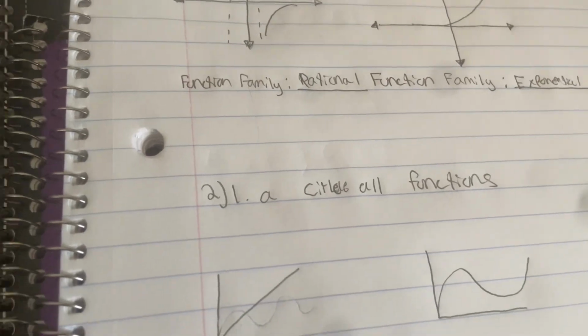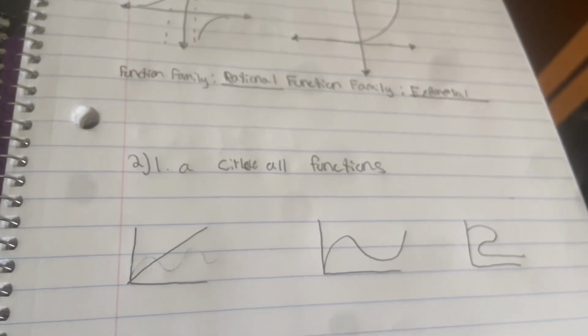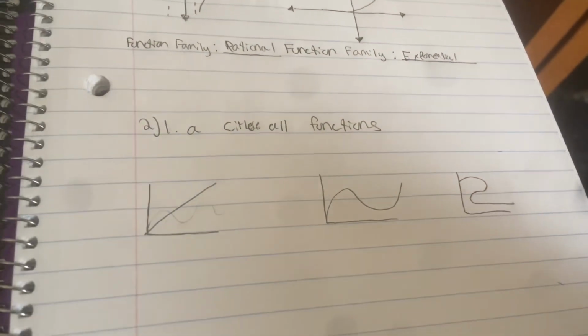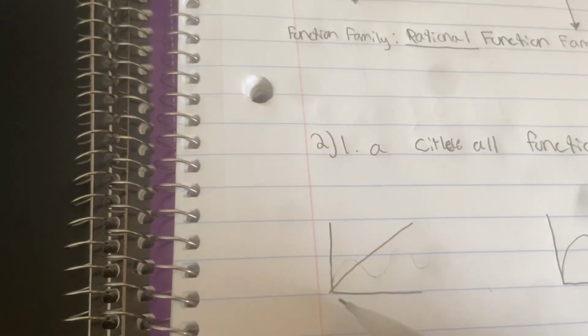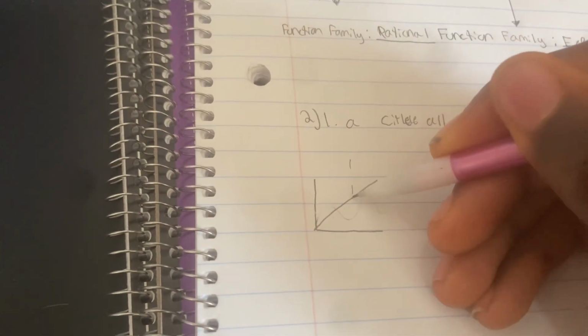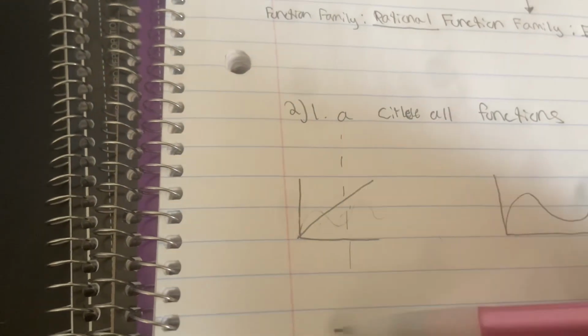Question 2 for 1A is asking us to circle all of the functions. To identify if something is a function, it must pass the vertical line test. This here is a linear graph. To do the vertical line test, all you have to do is see if the vertical line touches 2 or more points, then it's not a function. You can put the line through here, and you can see this is a function, because the vertical line only passes through the line one time.